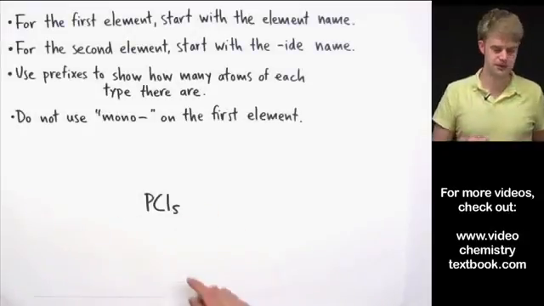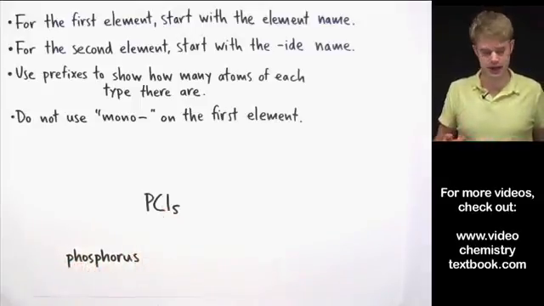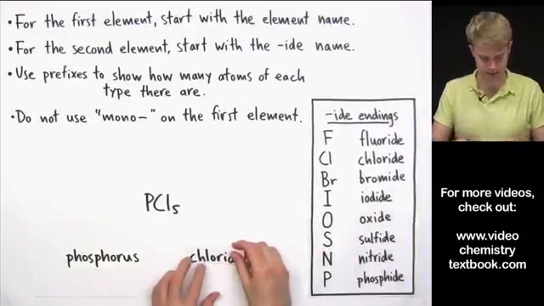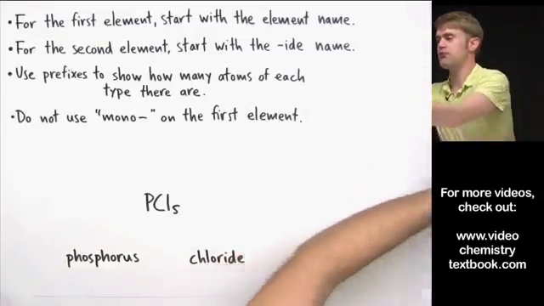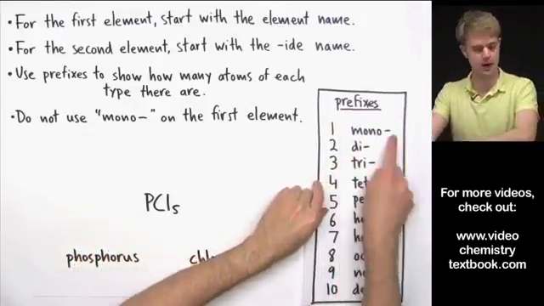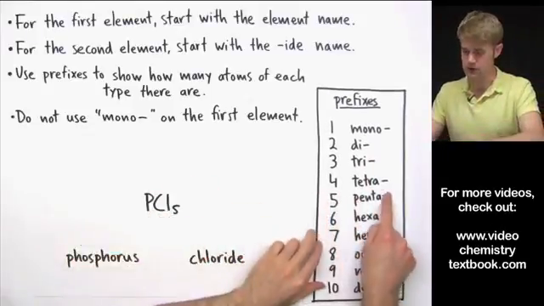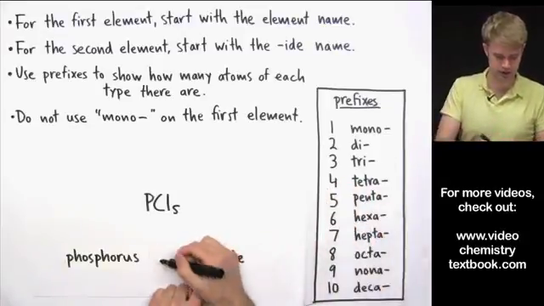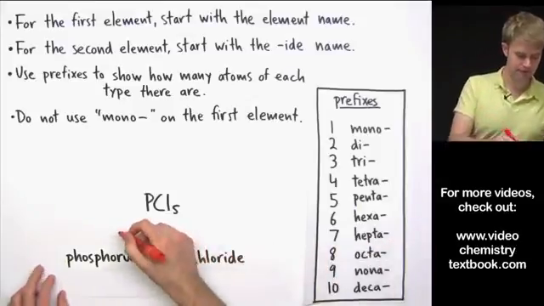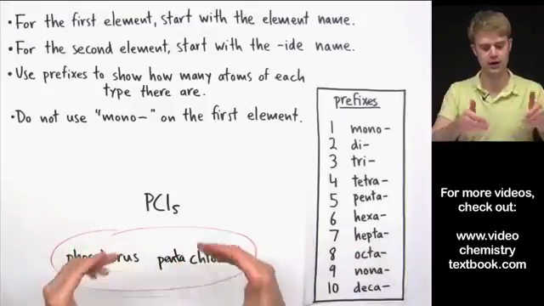PCl5, let's name this. So P, the first element, is phosphorus. Cl, the second element, is chlorine, and chlorine's IDE name is chloride. So there it is. Now we get to the prefixes. Phosphorus here, we only have one of them, so we're not going to use mono here. We're just going to keep it as phosphorus. And chlorine, we have 5 of those, so we're going to use penta here as the prefix. So it's going to be pentachloride. And phosphorus pentachloride, not monophosphorus pentachloride, just phosphorus pentachloride is how we name this.